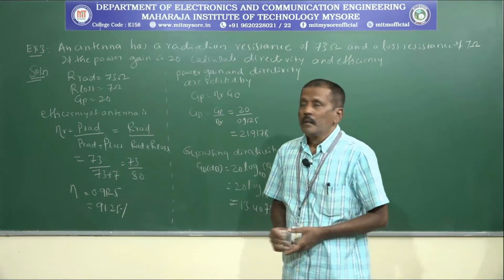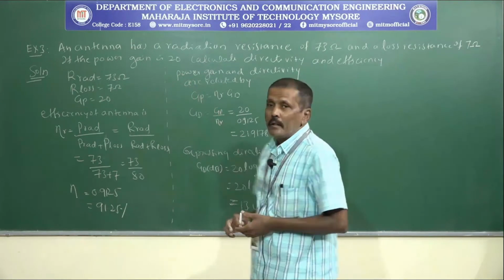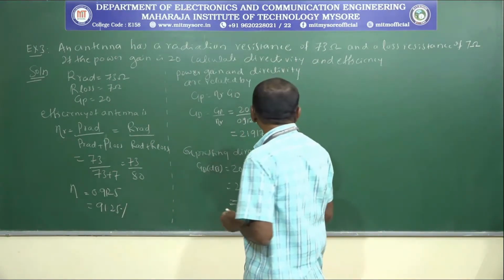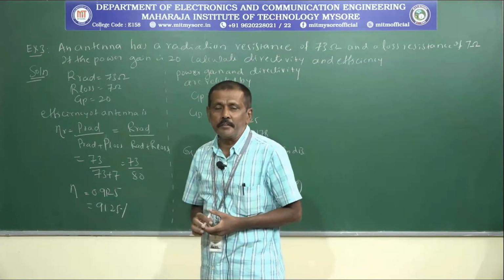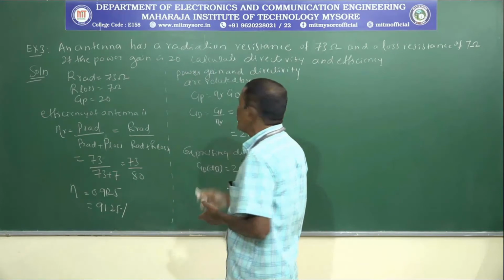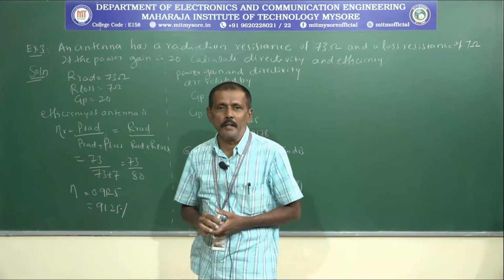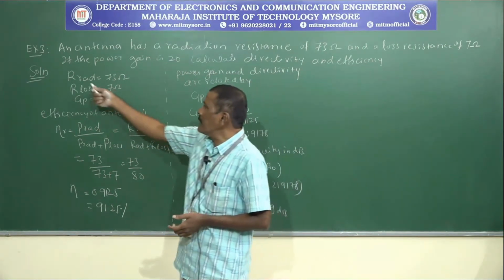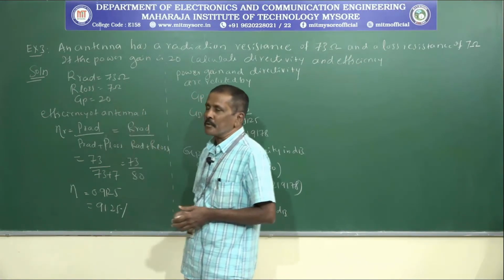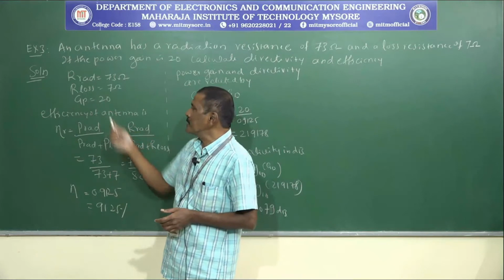Now, the next problem is an antenna has a radiation resistance of 73 ohms and a loss resistance of 7 ohms. If the power gain is 20, calculate the directivity and efficiency of the antenna. The given values are radiation resistance equal to 73 ohms, loss resistance equal to 7 ohms and power gain is equal to 20.